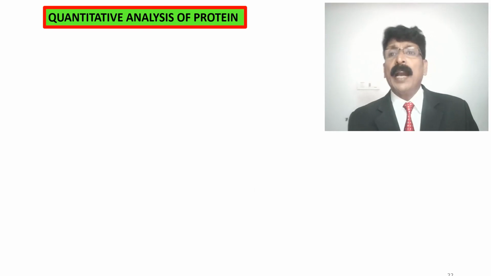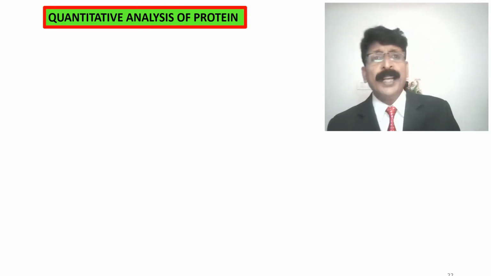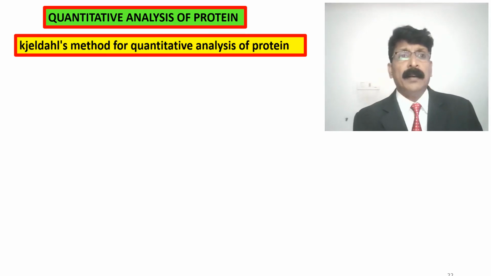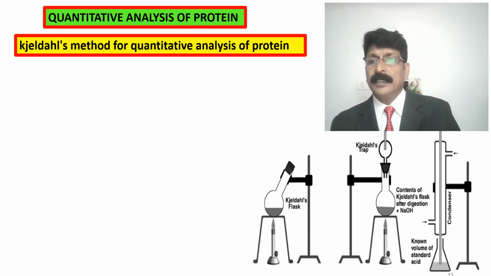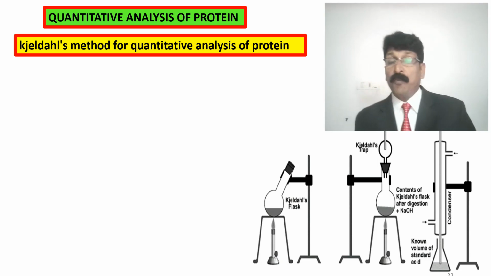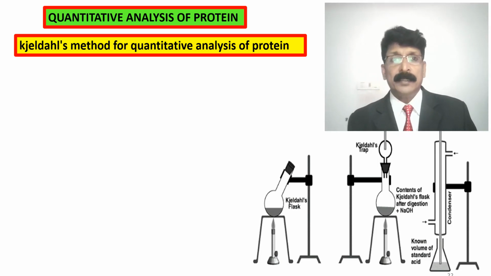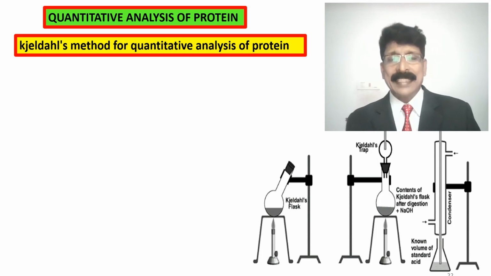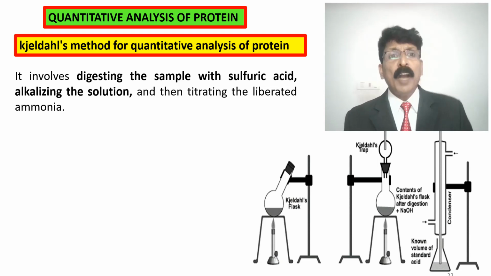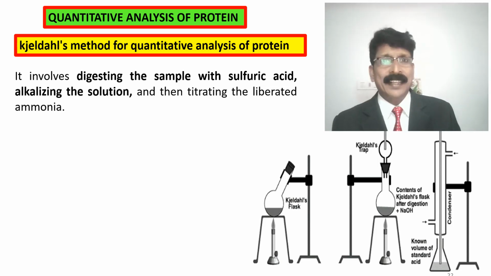Now, quantitative analysis of proteins. Interesting how we can go for quantitative analysis. By Kjeldahl's method of quantitative analysis of proteins. You see the Kjeldahl flask, how he has added an alkali sodium hydroxide after digestion of protein sample and making the nitrogen to be separated as an ammonia and titrated against an acid. Like that you can remember. It involves digestion of sample with sulfuric acid, alkalizing the solution and then titrating the liberated ammonia.